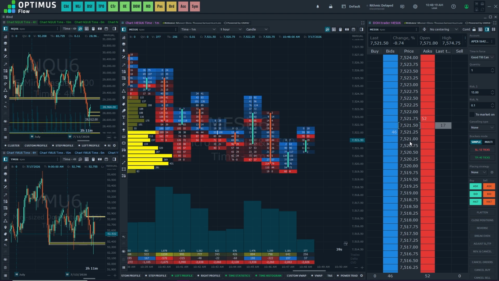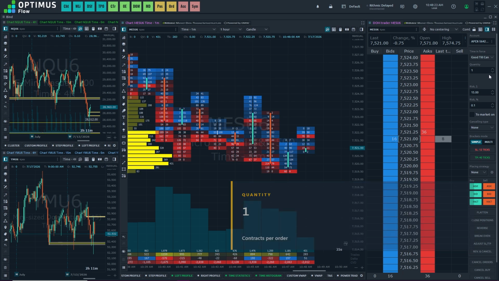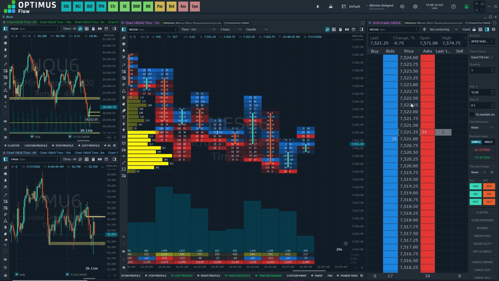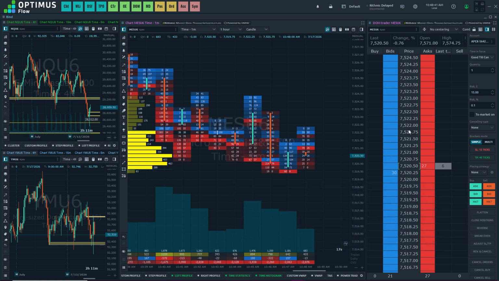First, you'll set your quantity in the right-side panel. That's the number of contracts you're sending. So it could be 1, 5, 25, whatever your risk sizing says. For this example, we'll do 1. So the depth of market ladder has 2 clickable columns. Buy is on the left and sell is on the right. Where you click in the depth of market actually tells the platform what kind of order to send.